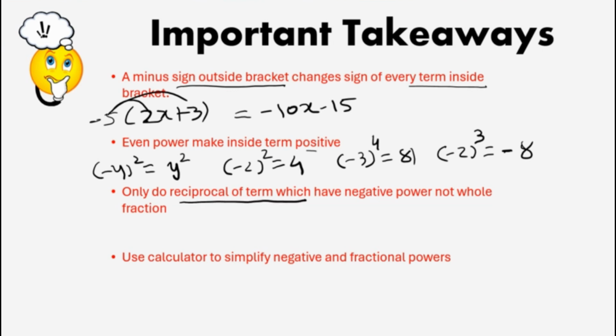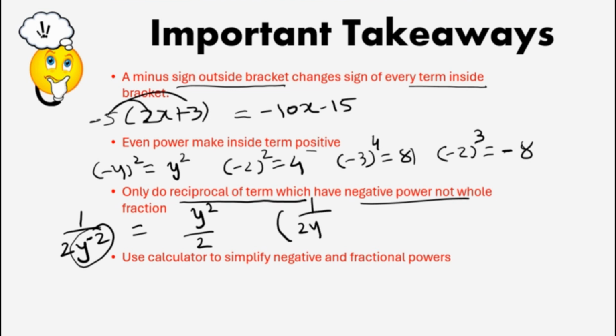Only take the reciprocal of the term which has a negative power, not the whole fraction. Example, 1 over 2y power minus 2. In that case, I have to switch only y power minus 2 to the numerator and 2 will stay as a denominator because this power is only for y. But suppose I have 2y, all to the power minus 2, meaning the whole bracket has minus 2. Then I can write it as 1 over 2y power 2. So it depends on how the power is written there.